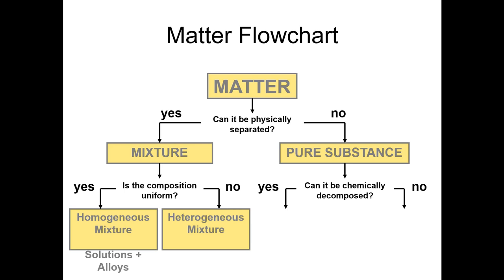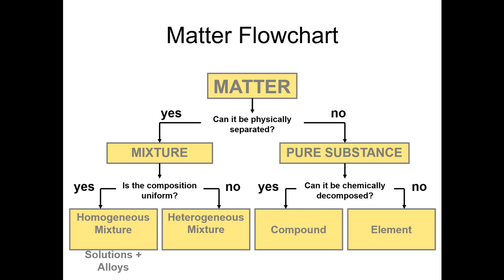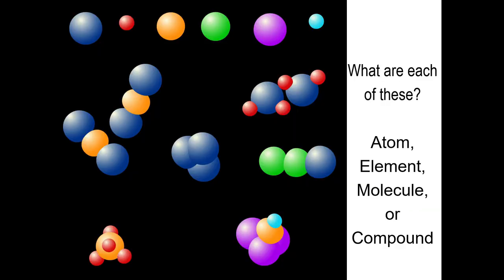Can the pure substance be chemically decomposed? Yes, it's a compound. Like water, you break it down chemically by adding heat or electricity. If not, it is an element. This is a very important thing. You should take a note on this page specifically. Here are examples, and we'll ask you in class what this is.